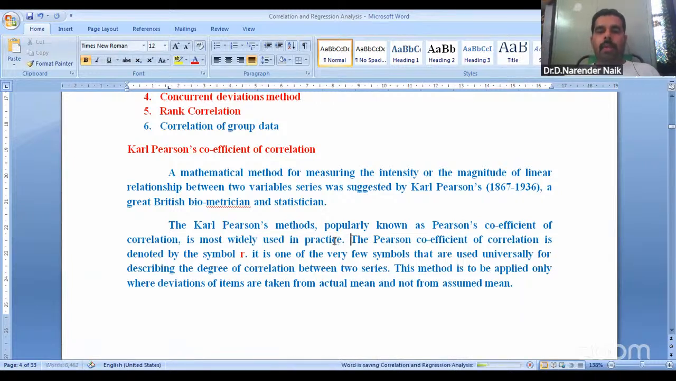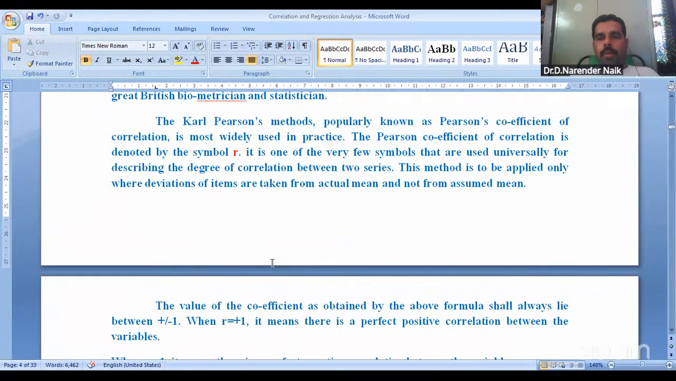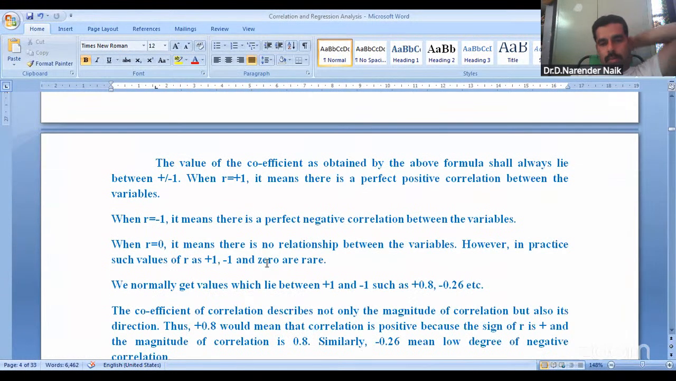The Pearson's coefficient of correlation is denoted by the symbol r. It is one of the very few symbols that are used universally for describing the degree of correlation between two series. This method is to be applied only where deviations of items are taken from the actual mean and not from the assumed mean. So you observe carefully after solving the problem.